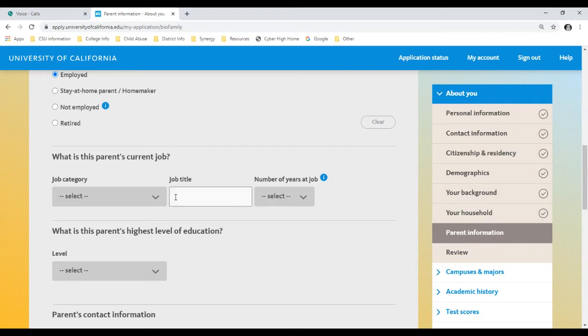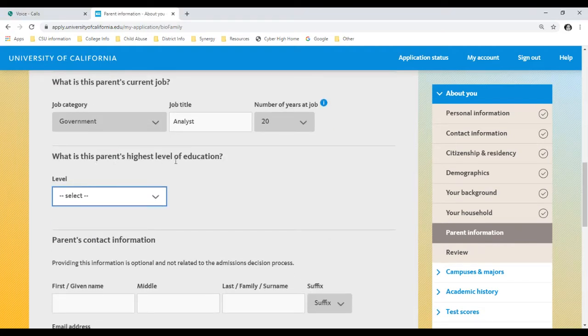What is the parent's current job? So job category. So there are many different options here. So make sure you read. I'm sure there are a lot of different options, and most people would fall into one of these. So you can pick anything. Okay, job title, I'm going to put that. So for this, you are going to have to talk to your parents and find out what they do, where they work, what their job title is. Okay, number of years. I'm going to put, I don't know, a lot. I'm going to put 20 years.